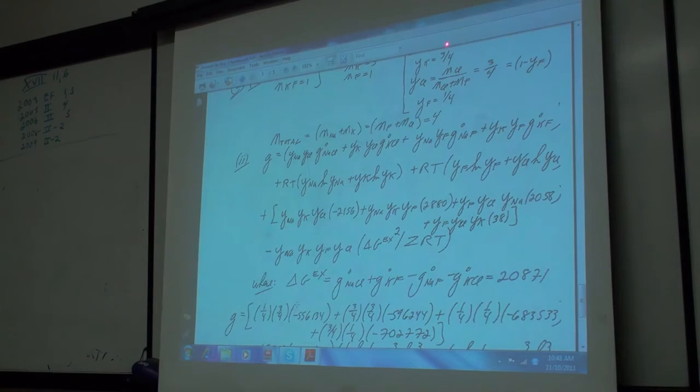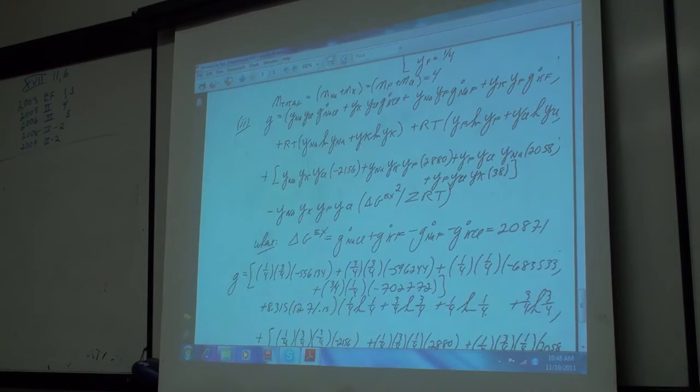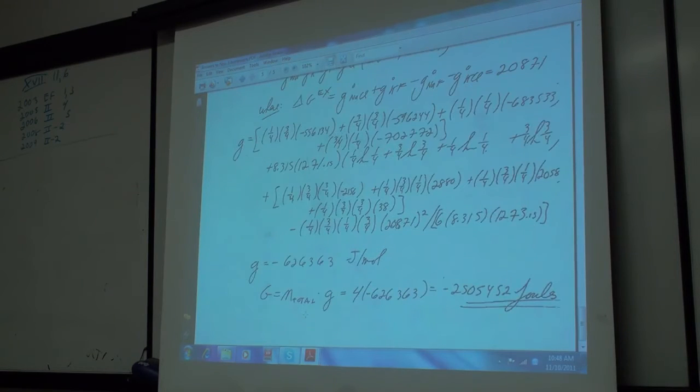So putting these site fractions for the actual solution into the equation and solving the whole thing out, you end up with the molar Gibbs energy for the solution just by making all the substitutions. So the total Gibbs energy is the total number of moles times G, which is 4 times G, which is 2.505.52 megajoule. It's making the substitution.